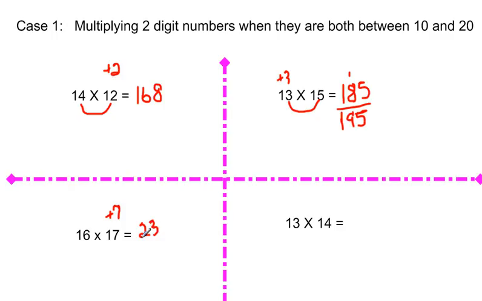Then I'm going to multiply my unit digits, and I know that 7 times 6 is 42. So I'm going to put down the 2, carry the 4, and when I combine those numbers, my answer is going to be 272.